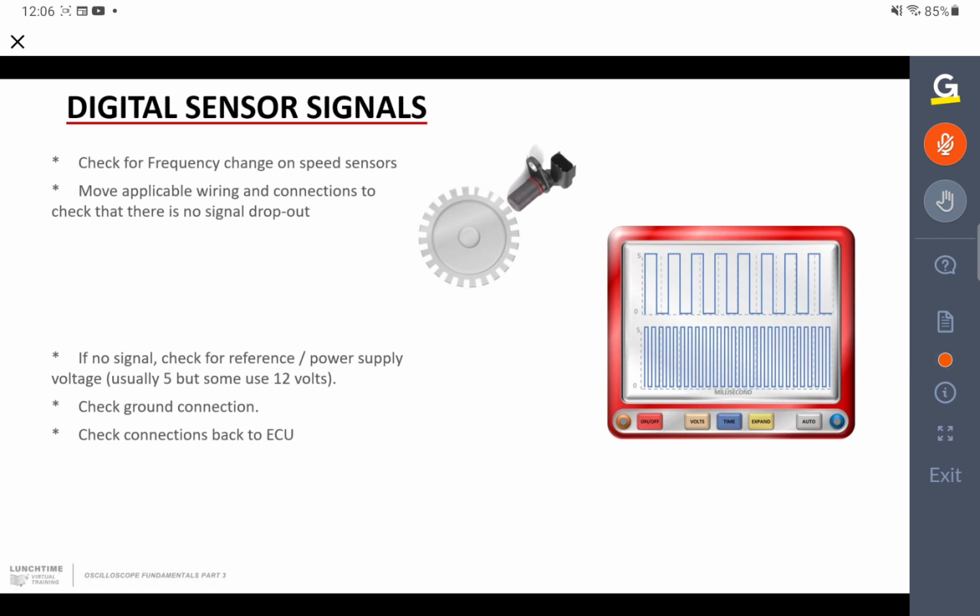If you haven't got a signal, you need to check for a power supply, of course, the reference voltage or power supply, which comes from the ECU to the Hall effect sensor. We'll need to check for a good ground connection as well. And ground connection checks we can do with an oscilloscope.